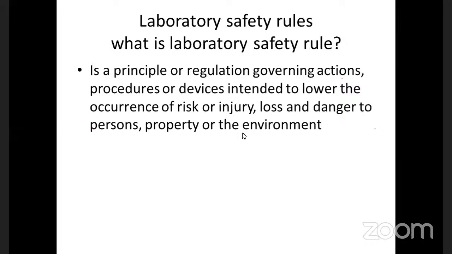They say the principle or the regulation governing this is intended to lower the occurrence of risk. When you go to the lab, you find there's a lot of risk. But when you follow the regulations or the principles, which we now call the safety rules, you lower that risk. Or injury. You can even get injured in the lab if you're not very serious about following the rules. Or it is something you have intended to do in order to lower loss.